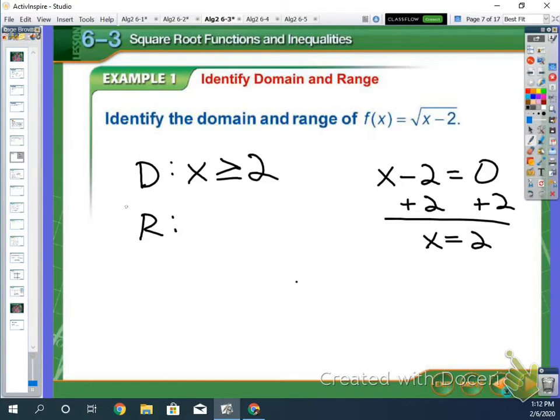And then the range is what are we going to get back out of that based on what we're doing. So what is the lowest number that we're going to get out of our square root after we take the square root of a number? 0. How do you get 0? What would x have to be? 2. Because 2 minus 2 is 0. Okay. Square root of 0 is 0. So the lowest it can be is 0, so we're going to say y is greater than or equal to 0.